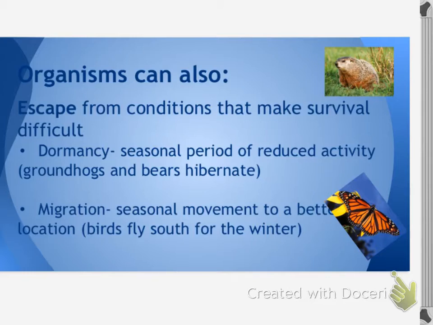Tomorrow, we're going to do some comparisons of these different strategies, regulation and conforming, dormancy and migration, and look at where it's an advantage to organisms to pursue one of those strategies. These are adaptations. The ones that didn't do it, died and didn't reproduce. The ones that did passed on their genes, and now they're all here.